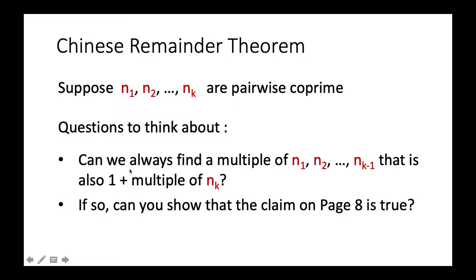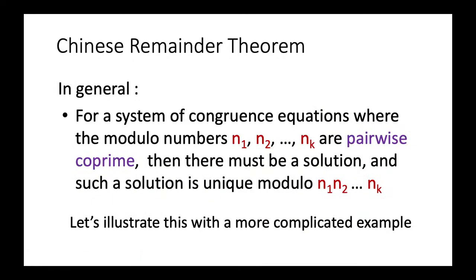It turns out that the answer is yes, we can always do so. Now, because of this, can you show that the claim on page 8 is true? So what is the claim on page 8? This is page 8. Why is it true? Why will the set of congruence equations with the property here always have a solution? This is the key question for today.